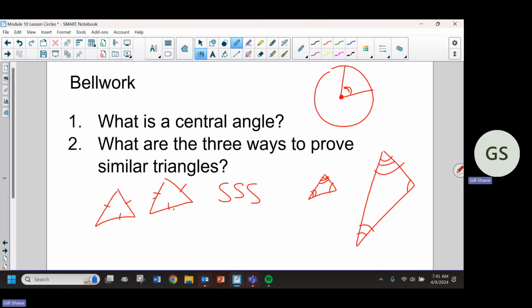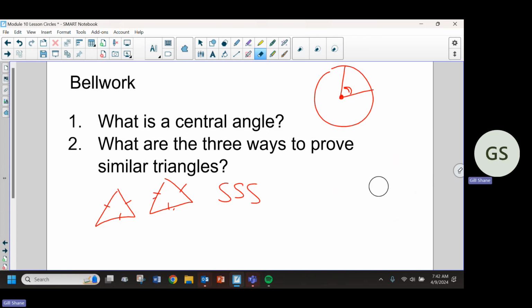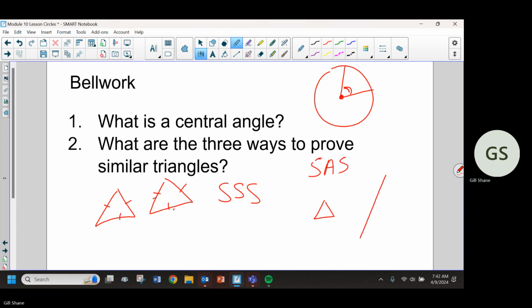Okay, you saw it. So, again, if the angles are all the same, they are similar, not congruent. Okay, and then what was the third one? What did that mean? So again, we have sides, but what does that mean with sides when we're talking about similarity?